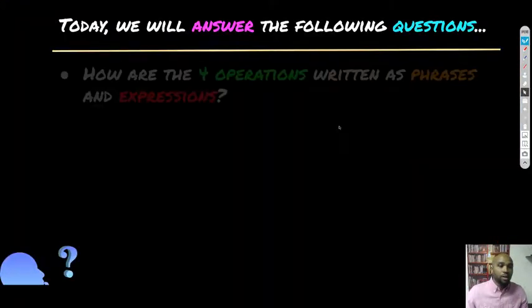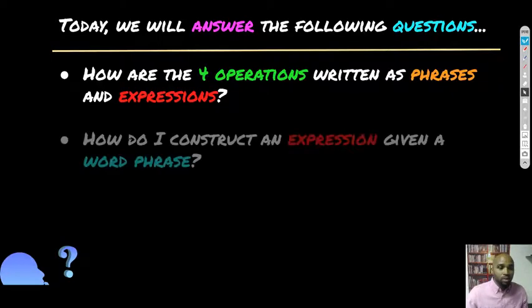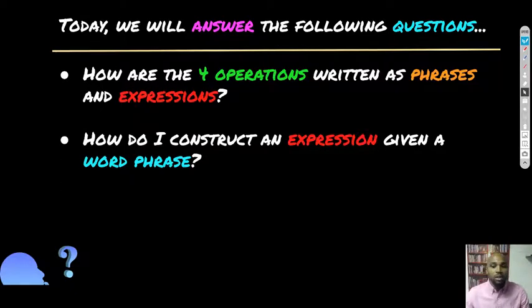Question I want to answer today. How are the four operations written as phrases and expressions? So we're going to be translating a mathematical language into English language. How do you write that? And possibly how you go the other way around, to regular language to mathematical language. How do I construct an expression given a word phrase? So now how do I go backwards? What if I'm given a word phrase? How do I go backwards so I can write an expression?